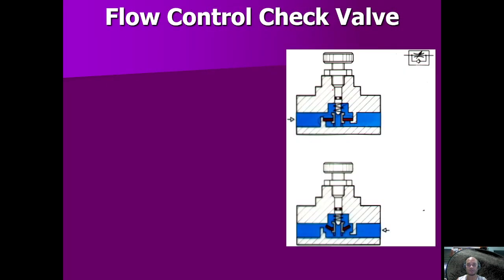Okay, next we have the flow control check valve. If we turn this knob here, we can adjust the level of this needle. So you can close down or open up, right? So let's see.